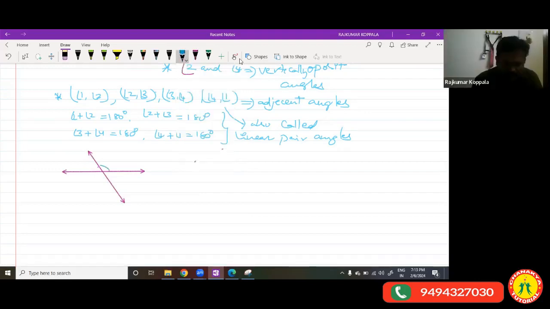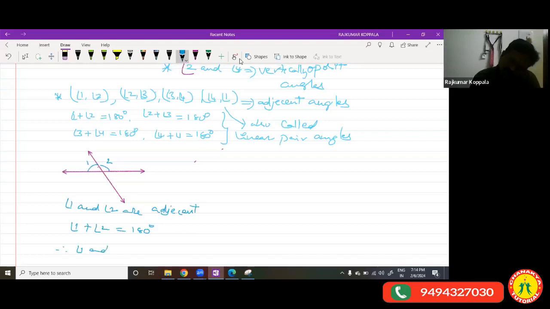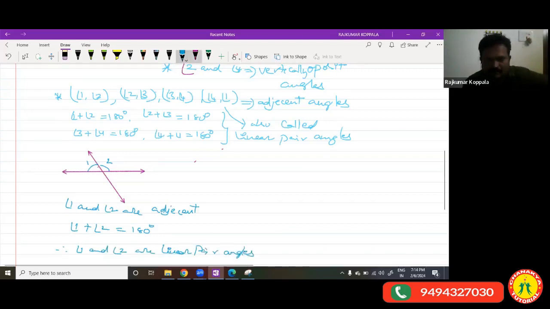So this angle, angle 1 and angle 2. Angle 1 and angle 2 are adjacent or not? Yes, they are adjacent. And angle 1 plus angle 2 is equal to 180 degrees or not? Yes. Therefore, angle 1 and angle 2 are linear pair angles. Right? Now see that.